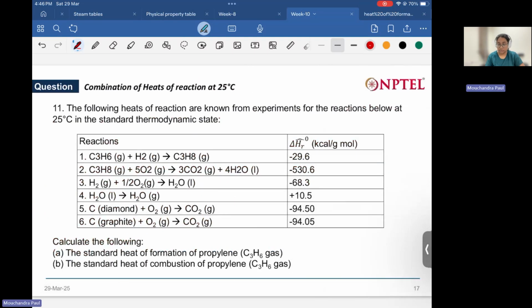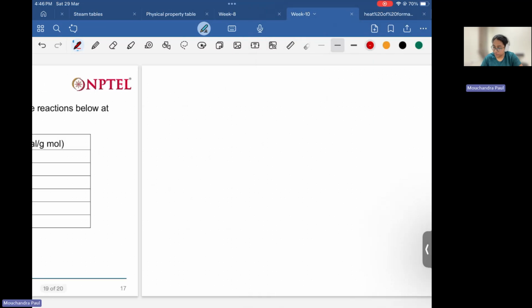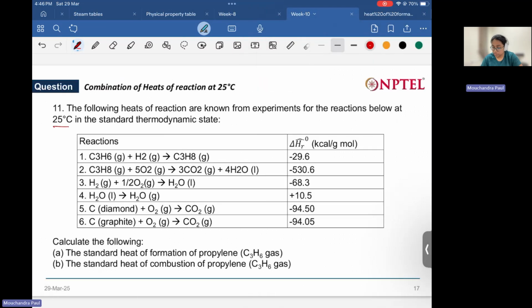And this is the last question for today's session. The following heats of reaction are known from experiments for the reactions below at 25 degrees Celsius in the standard thermodynamic state. Here, six reactions are given to us. So calculate the following: the standard heat of formation of propylene, C3H6 gas, and we have to also calculate the heat of combustion of propylene.